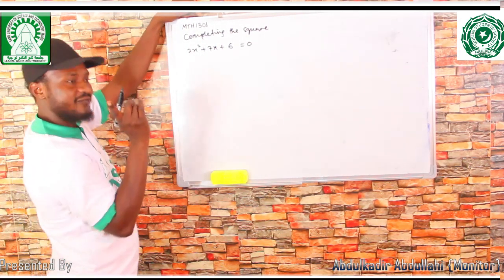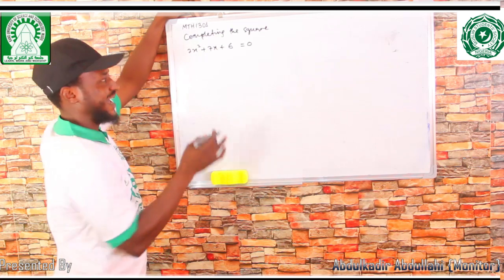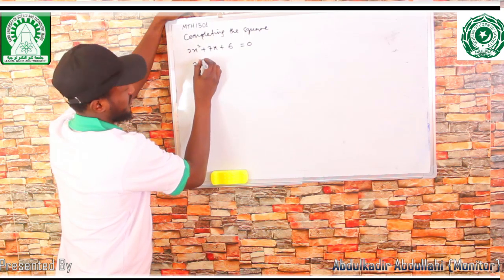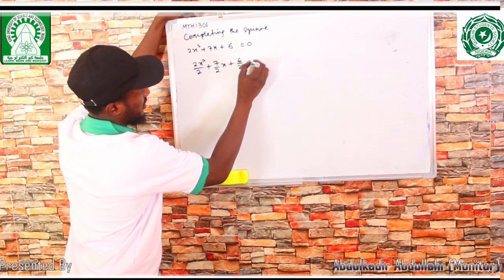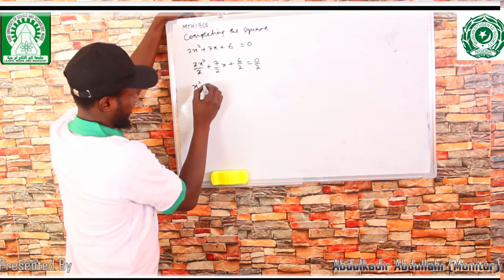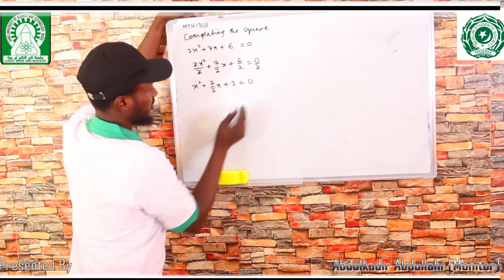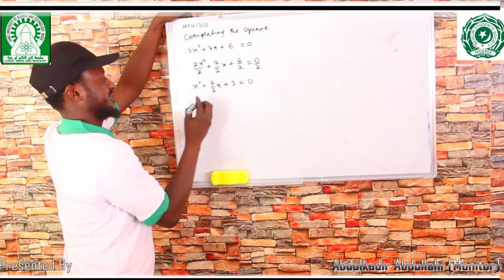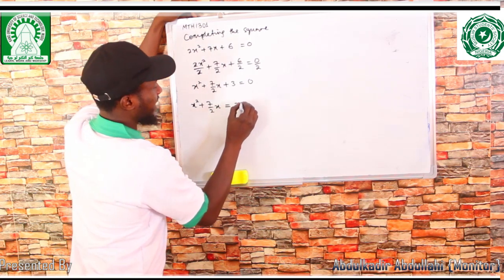The first step is to divide through by the coefficient of x squared, which here is 2. So you divide everything through by 2. The 2 cancels, and we have x squared plus 7 over 2 x plus 3 equals 0. Having divided both sides by 2, take this 3 across the equality sign, so that we have x squared plus 7 over 2 x is equal to minus 3.